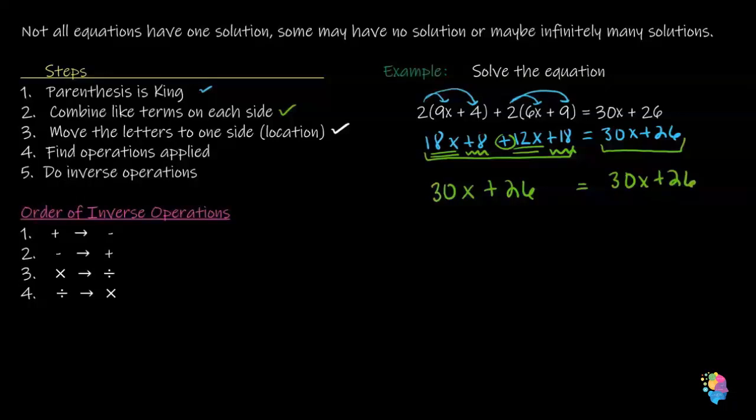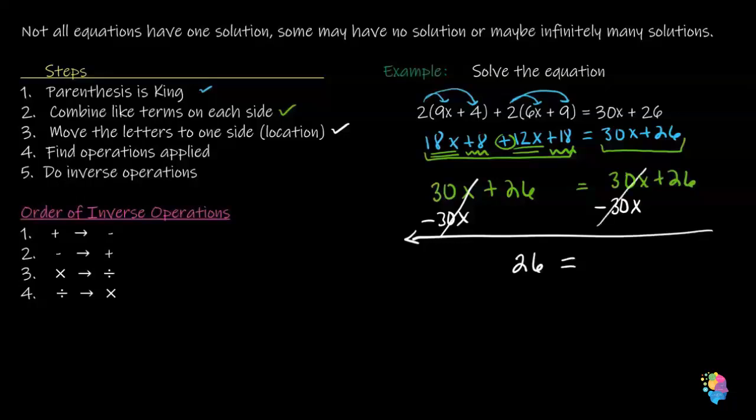So I'm going to have 30x on the right side. I have positive 30x. So I subtract 30x from both sides. Remember, I'm moving to the left. So from left to right, 30x minus 30x, that goes to 0. So 0 plus 26 is just 26. That equals, on the right side, 30x minus 30x, that's also going to go to 0. So 0 plus 26 is again 26.